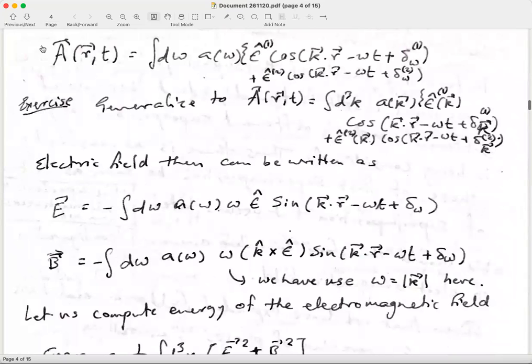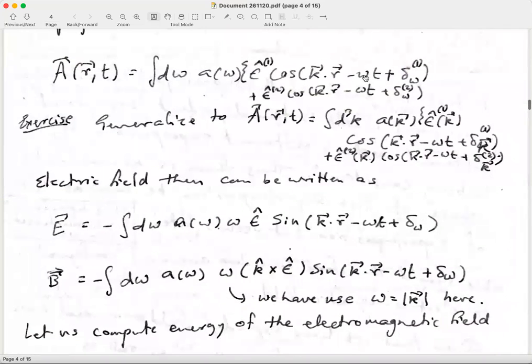So once you get a solution of this kind, then you can determine the electric field, because the electric field is just minus del A by del t, and that would just mean that you are taking the derivative of this cosine function with respect to t, which will pop the omega out, and you get an expression which is minus integral of this quantity with the omega sitting outside, and this function becomes a sine function.